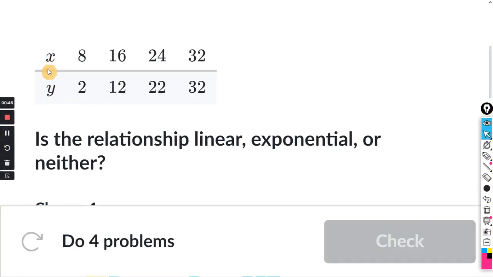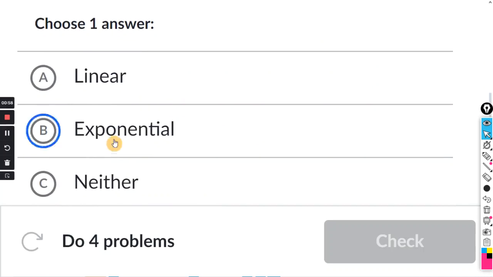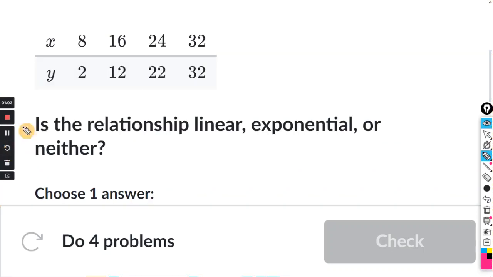All right, so here we have the table with the x values in one row and the y values in another row. And they ask, is the relationship linear, exponential, or neither? All the problems will have those A, B, and C choices. Now, all of these problems, you won't have to check the x values. You can double check them if you want.